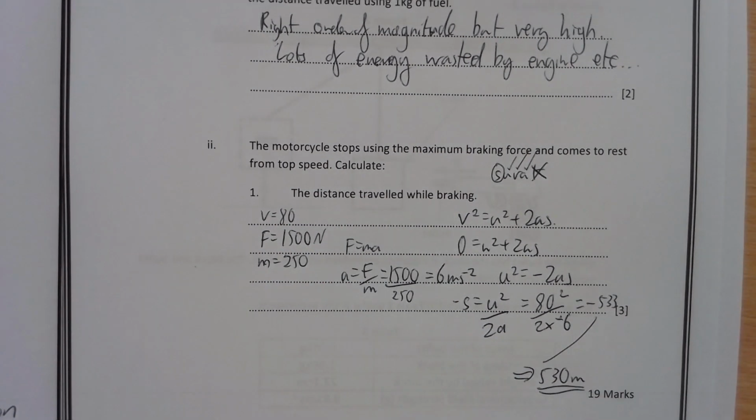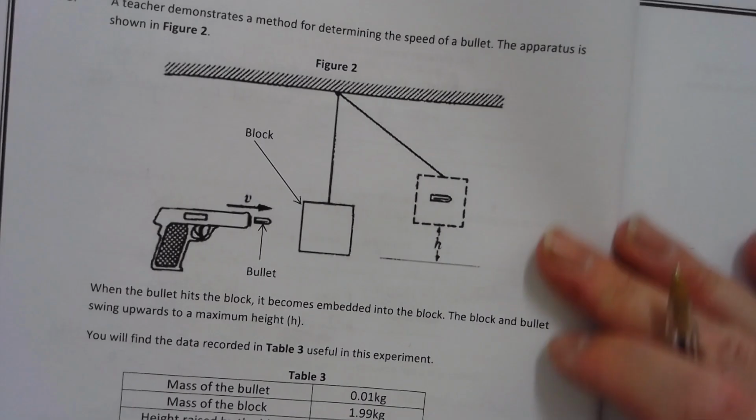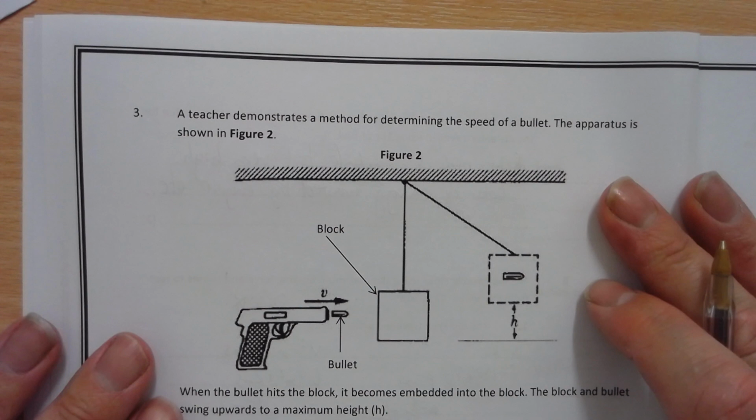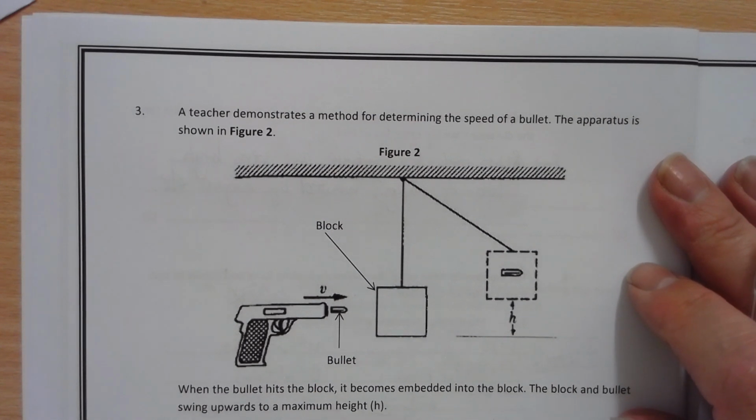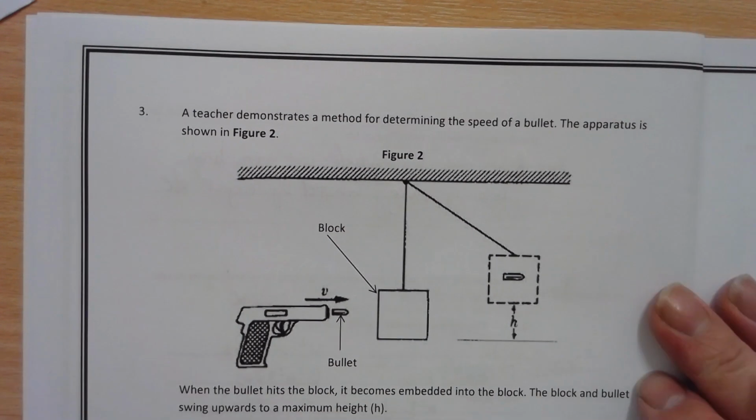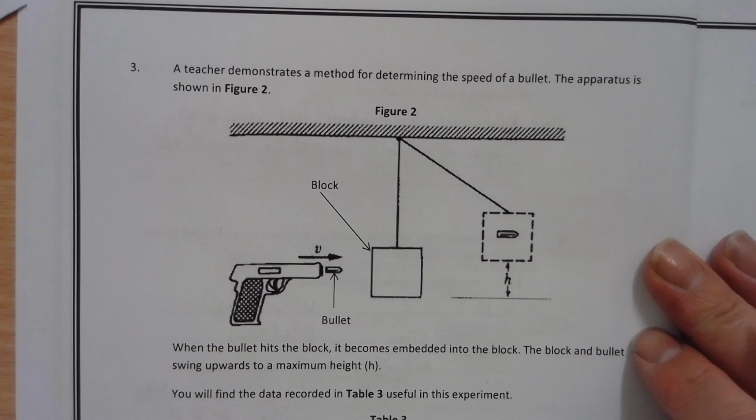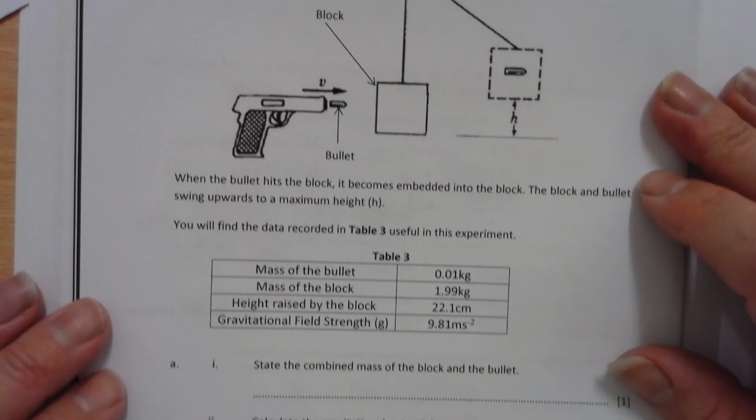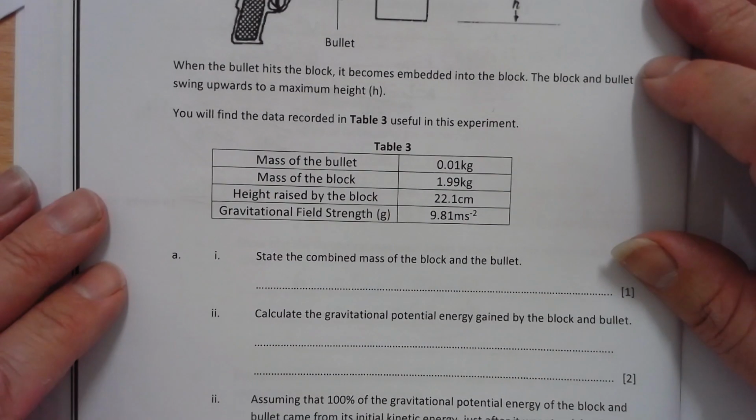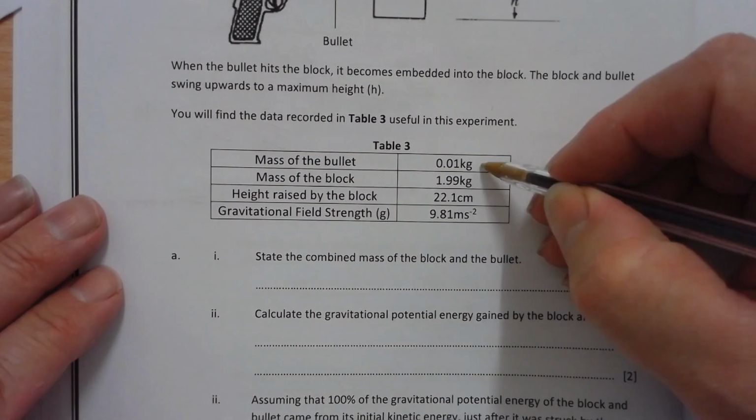Next one is actually a momentum question, which I've cut down because I know some people hadn't done much on momentum yet. So what we've got here is a bullet hitting a block, and it's a way of measuring the speed of a bullet. But we're just going to do the first half of this question, of the actual full question that I've set. I've cut the second half off. So we want to state the combined mass of the block and the bullet. Well, this should be a no-brainer. If the mass of the bullet is 0.01, the mass of the block is 1.99. How convenient.